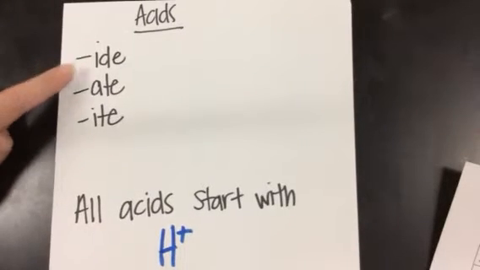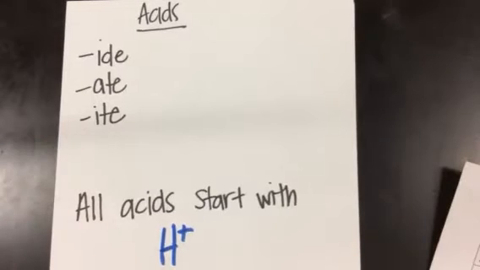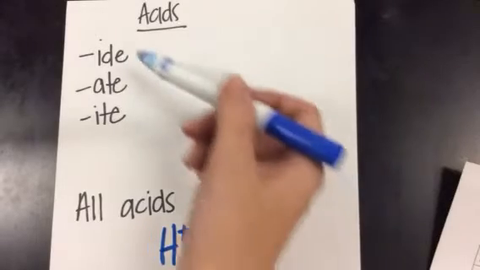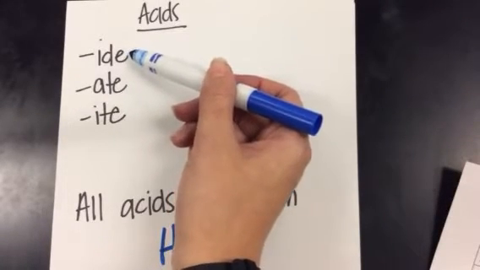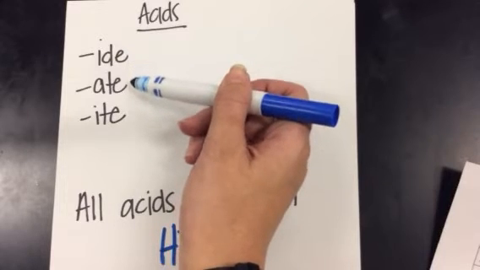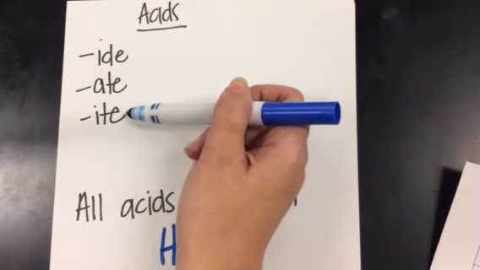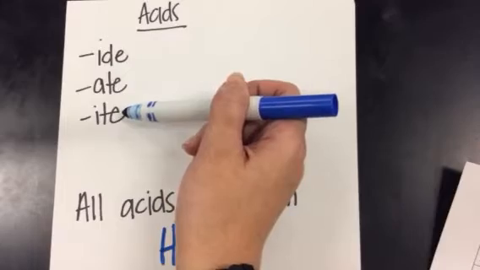They're called ide, ate, and ite. And with your ide, ate, and ite, what that actually has to do with is your anion, which has the negative charge that gets paired up with your hydrogen. We're going to look to see what the name of your anion is. And when your anion ends in ide, there's one set of rules. Ate has another set of rules, and ite has a third set of rules.